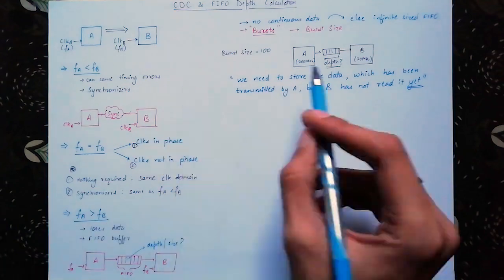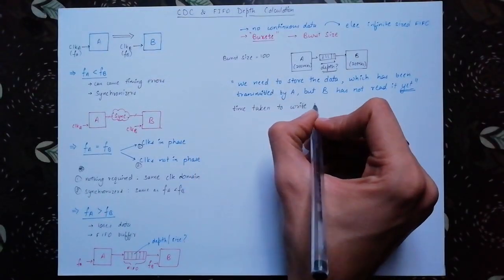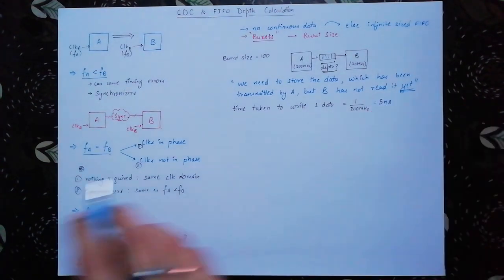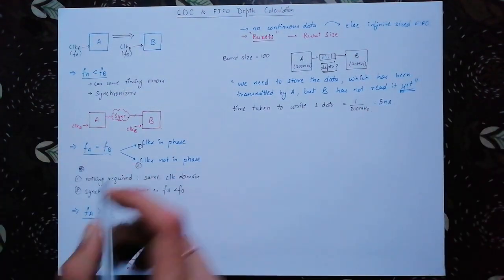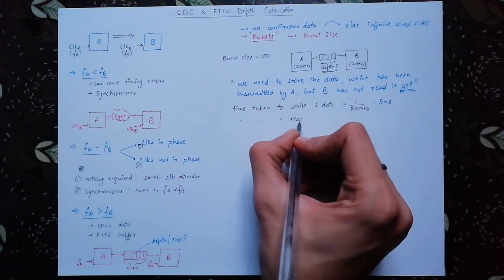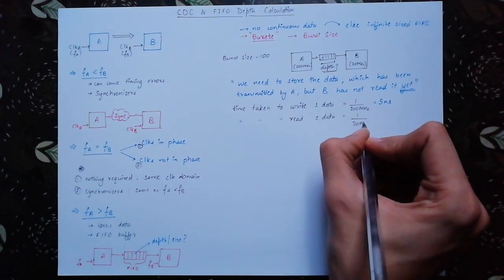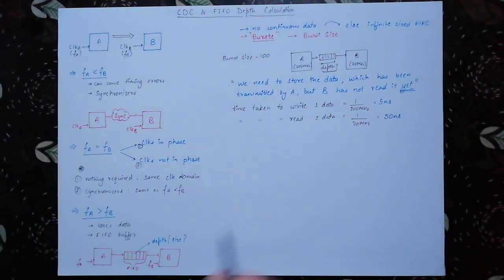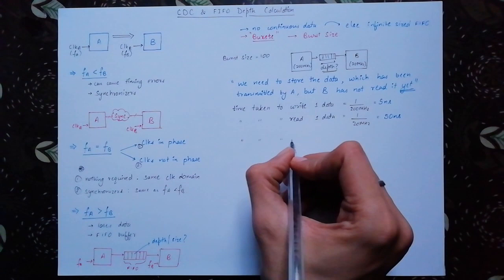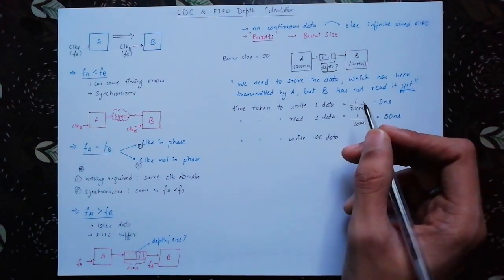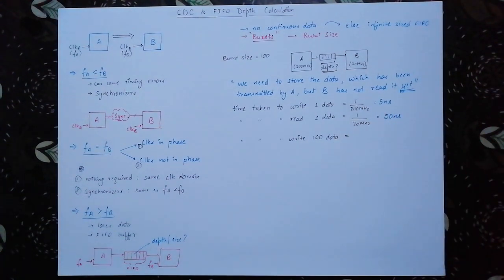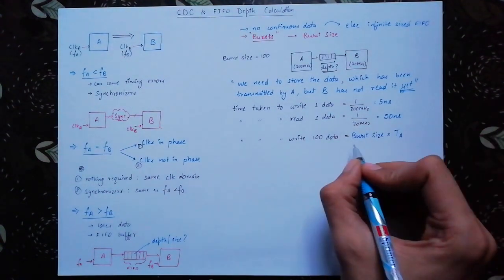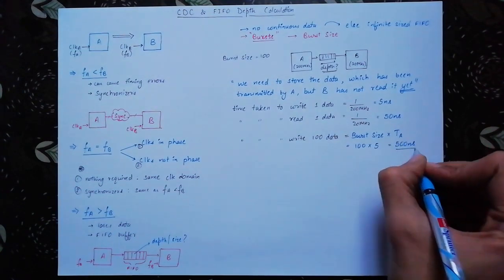Therefore, for the above case, time period of A is equal to 1 upon 200 MHz, which is equal to 5 nanoseconds. It's the time taken to write one data. Time period of B, which is the time to read one data, is equal to 1 upon 20 MHz, which is equal to 50 nanoseconds. Now the time taken to write the burst of data, which is 100 data, is equal to burst size into time period of A, which is 100 into 5, 500 nanoseconds.